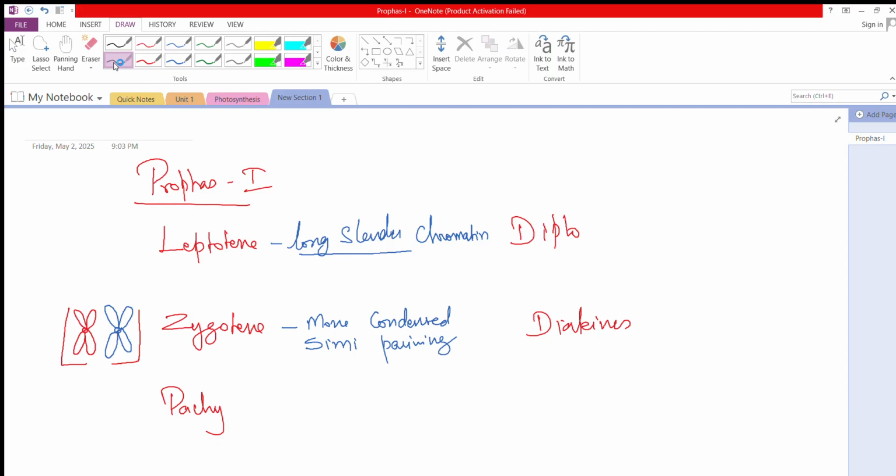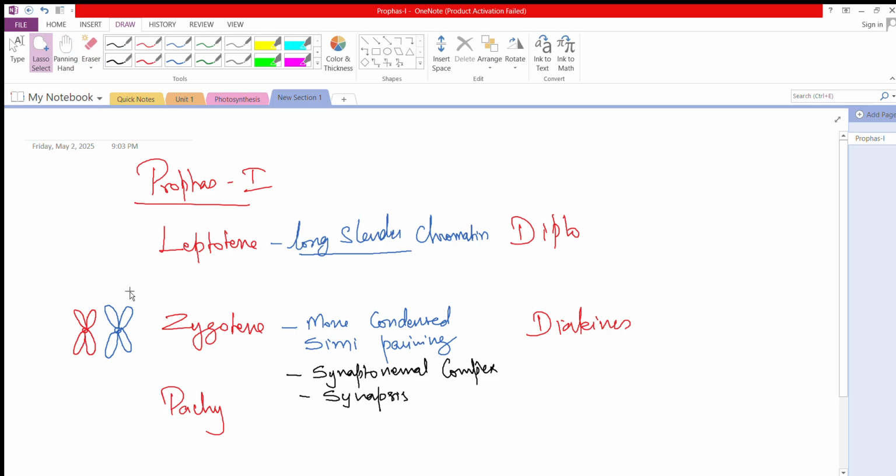To make them pair, there is a protein involved here. The protein is called the synaptonemal complex. If the synaptonemal complex comes, then the bivalents of each chromosome can come together and form a structure called synapsis. So that I can show you here.